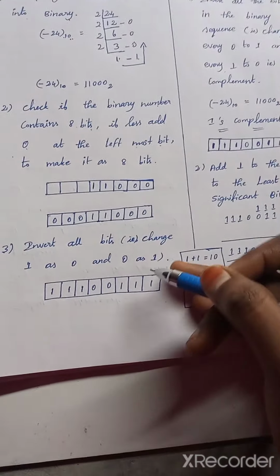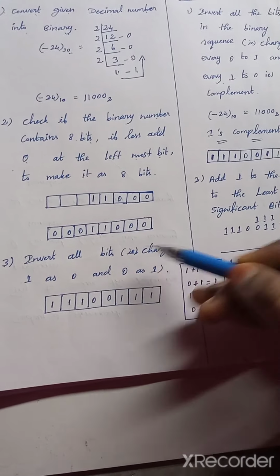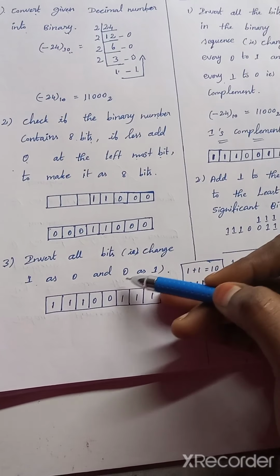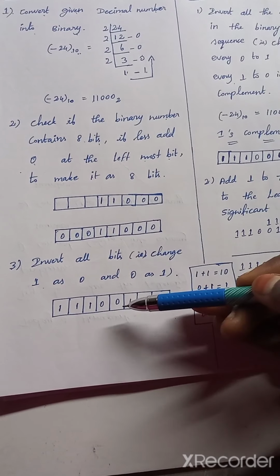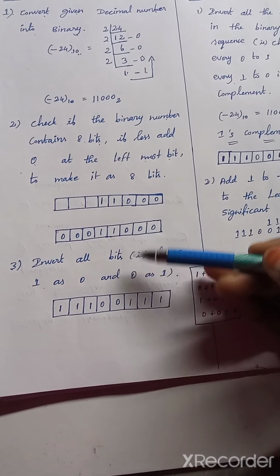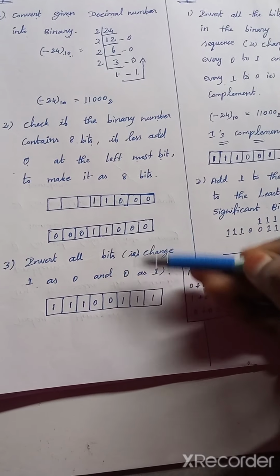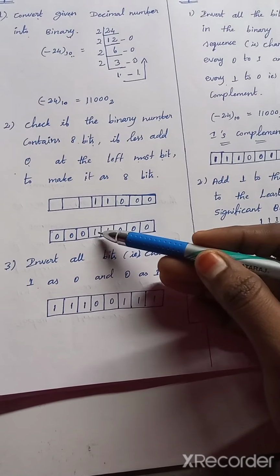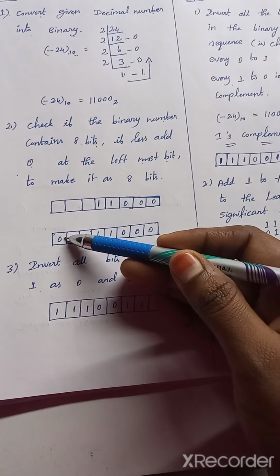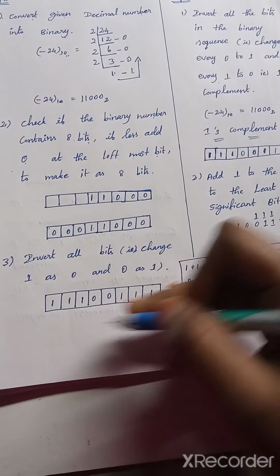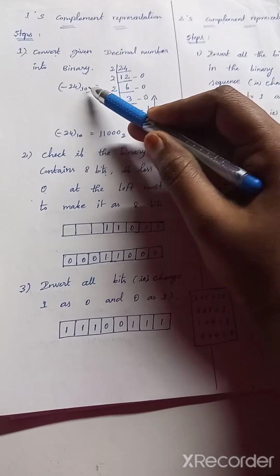Finally, the third step is to invert all bits, that is, change 1 to 0 and 0 to 1. Here I am going to change the following bits: 0 to 1, 0 to 1, 0 to 1, 1 to 0, 1 to 0, 0 to 1, 0 to 1, and finally 0 to 1. This is the 1's complement representation of this binary number.